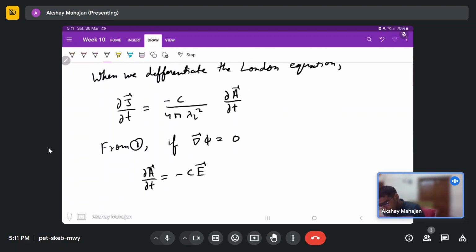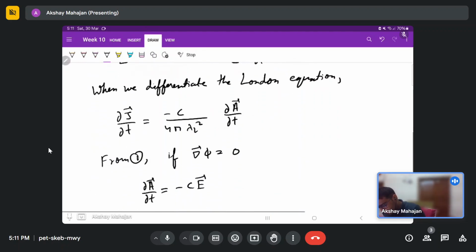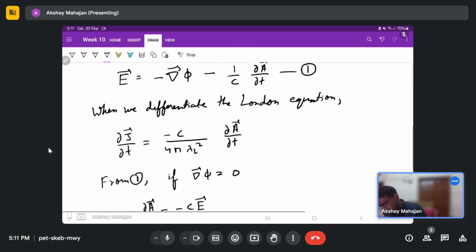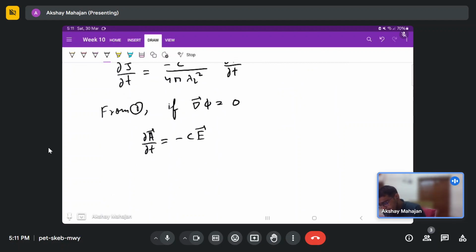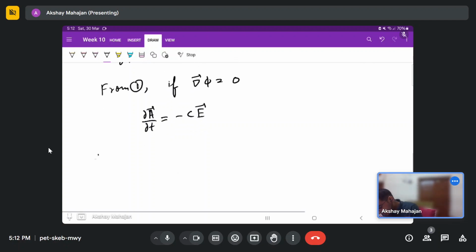Then we just have to differentiate this London equation with respect to t. From the relation that we know, considering phi to be 0, or the gradient of phi to be 0, you get del A vector by del t equals minus c times E vector. Therefore, del J vector by del t will come as c square.